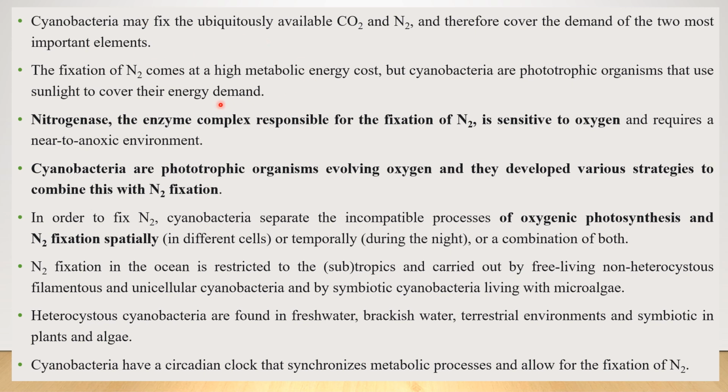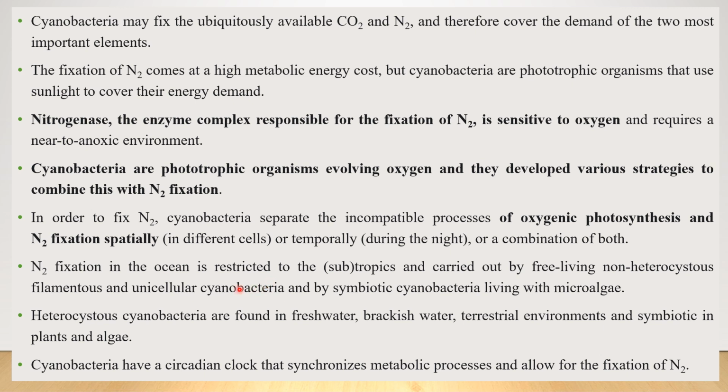So cyanobacteria fix carbon dioxide and also nitrogen. So these two things will be taking place. Fixing of nitrogen, again we know, is a high energy requirement process because of the ATP. And cyanobacteria are phototrophic organisms, so they use sunlight and convert it into energy that meets the demand of nitrogen fixation. The nitrogenase is complex, and we have seen that it is sensitive to oxygen and requires an anoxic environment, that means less oxygen. So these are the strategies which they have come up with, that is spatial separation. We call it spatial separation. Already I have told about this in the previous one.